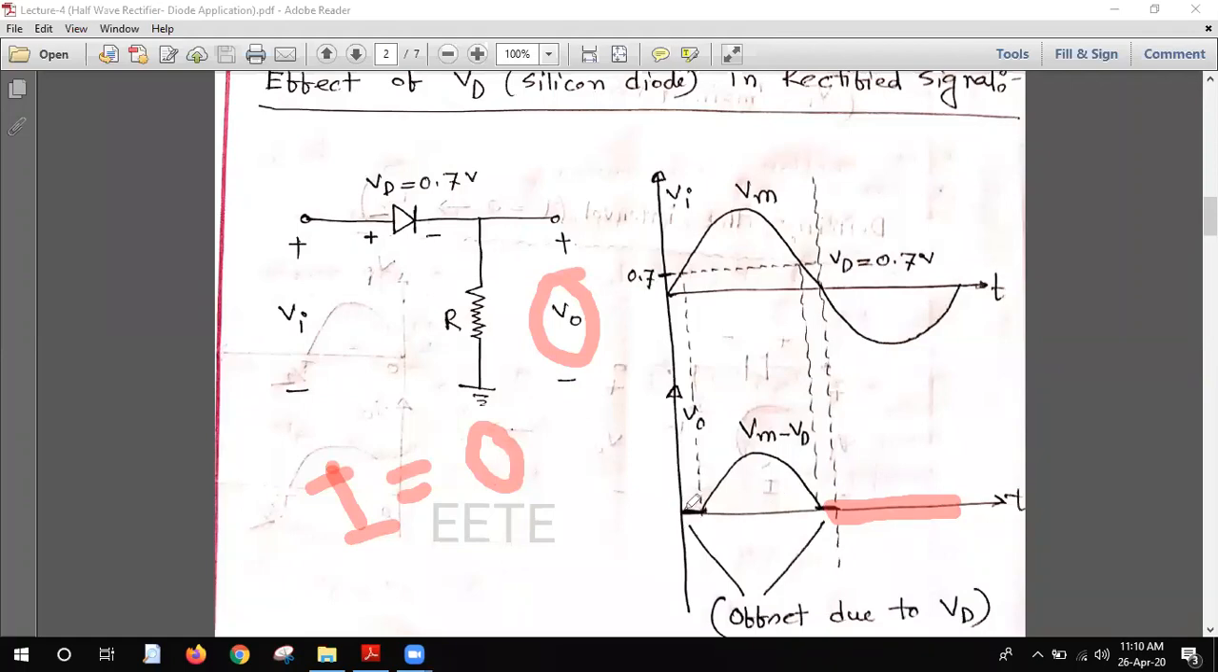These small parts here and here, I'm just erasing the negative cycle and showing you the positive cycle effect. These small parts are the offset due to the voltage Vd, where Vd is 0.7 volt for silicon. Hope you understand.